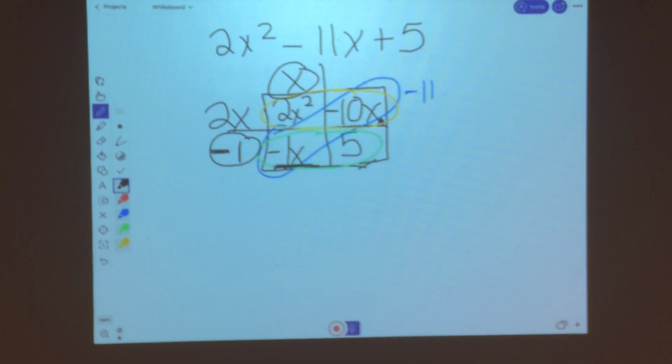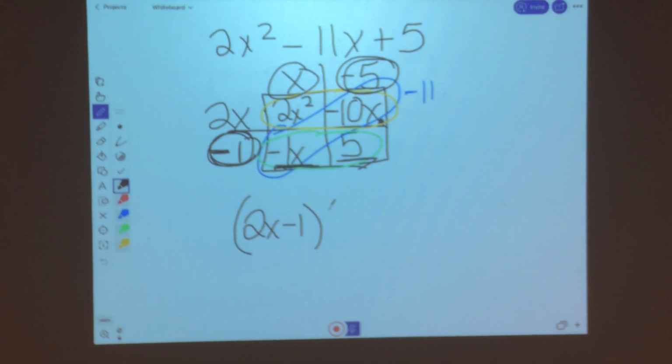And if I have 2x, I'm going to need a negative 5 to get to negative 10x. Okay? And if I again check that bottom box, so now I'm taking this negative 5 times this negative 1, and that gives me the positive 5 in this box. So my factors are 2x minus 1 times the quantity x minus 5.